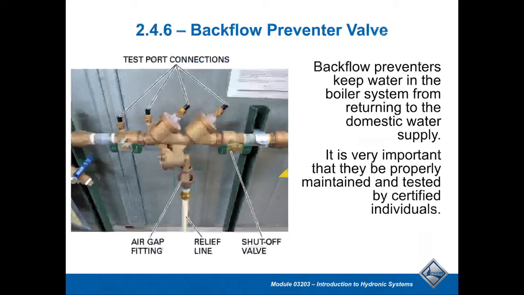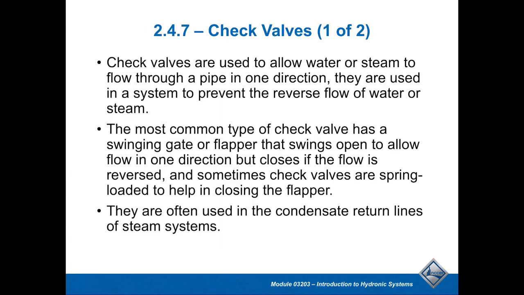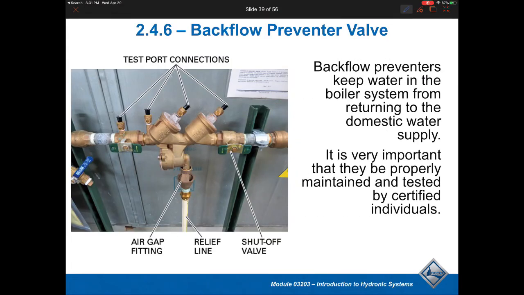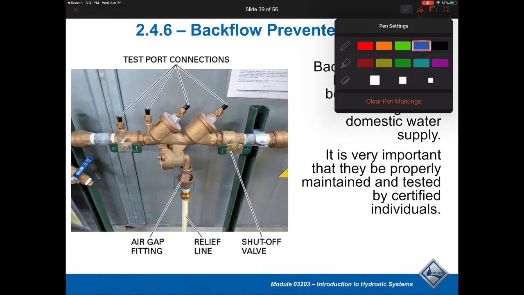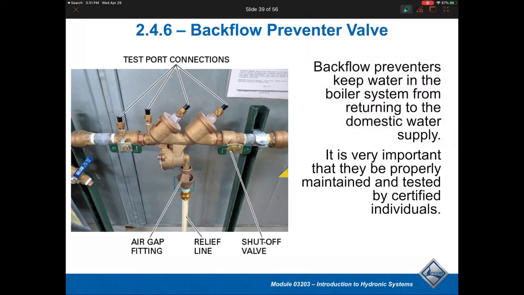All right, so earlier on we had talked about these backflow preventers and what their job is. Now this one that's shown here is very much a commercial backflow preventer that has multiple test ports in there. The whole goal of this is, just as it is described here, we want to prevent any type of water that would be in the boiler system from going into the domestic water supply and contaminating that.